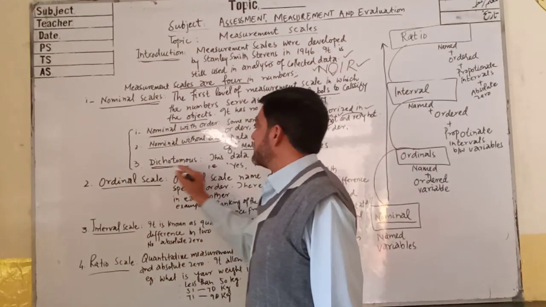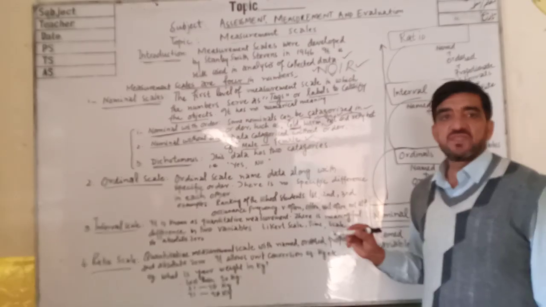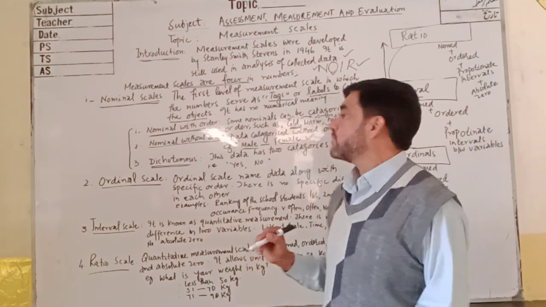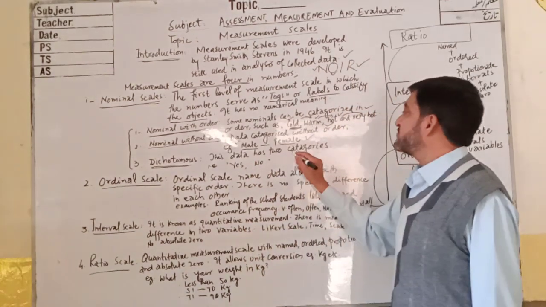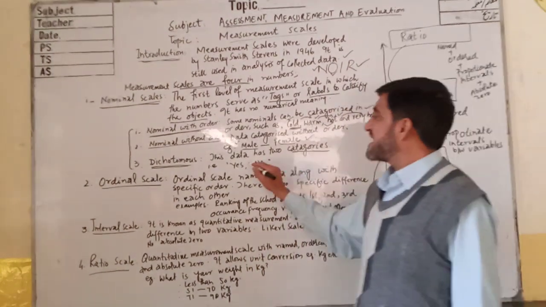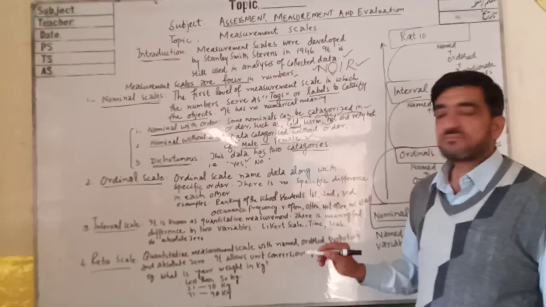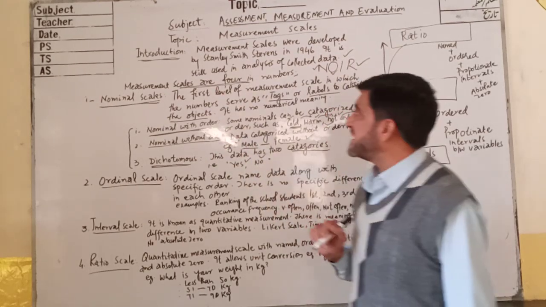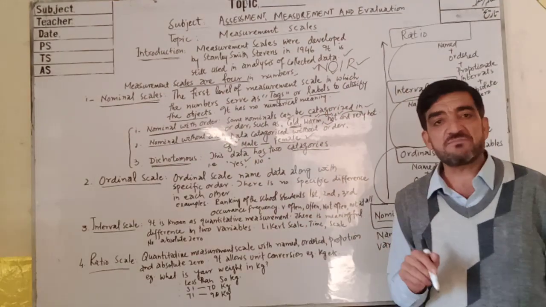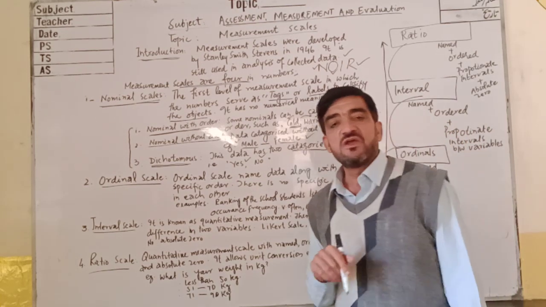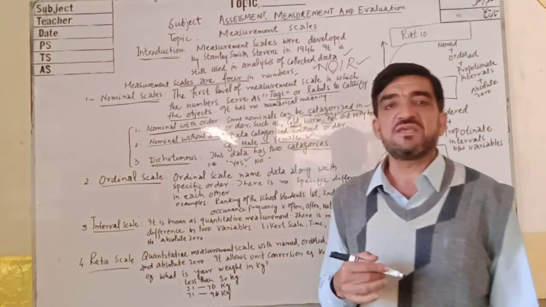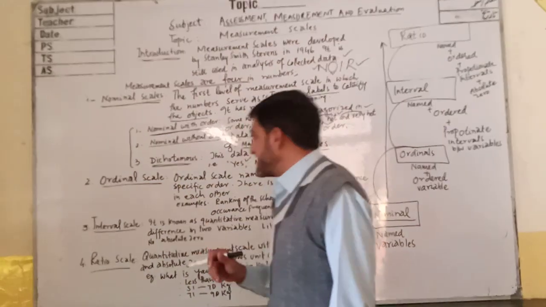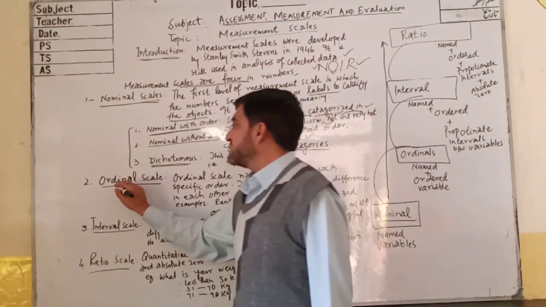Then the third one is dichotomous. Dichotomous consists of two. This data has two categories, that is yes or no. And dear students, you should always remember that these measurement scales are most of the time used by the researcher when they are going to develop their questionnaire. Then the second one is called the ordinal scale. Ordinal means order.